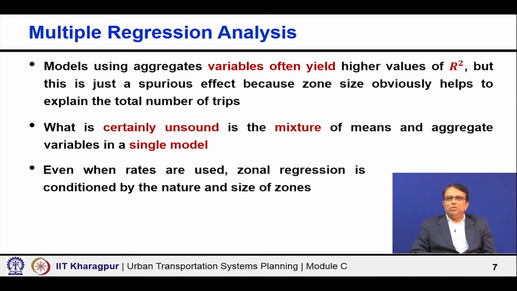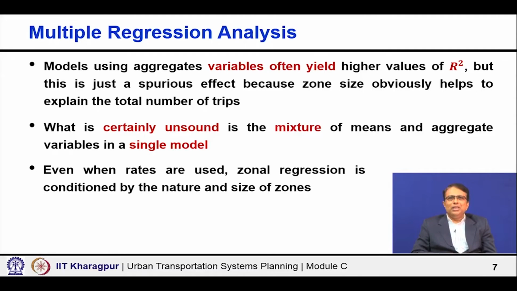Two independent variables are likely to be more correlated, because the bigger the independent variable values, the bigger the dependent variable values will be as well, right? Everywhere, the whole thing is getting influenced by the size of the zone. So, when you develop a model, you may get a higher R square value, but that does not mean the model using zonal totals is superior to a model using zonal means or rates.